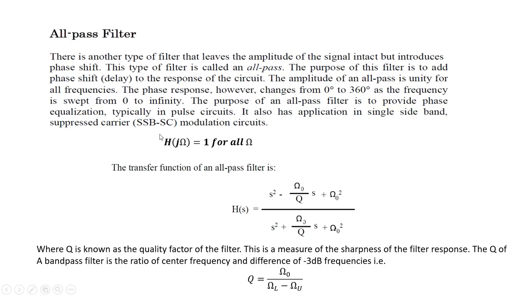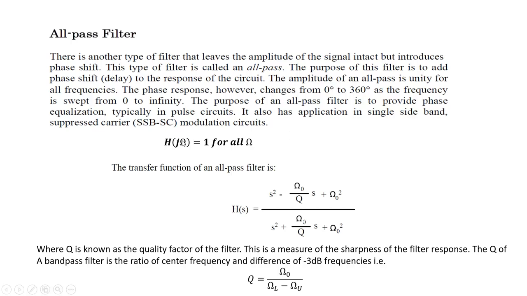This has to be the magnitude response. There has to be a modulus. So the modulus of H(j omega) is 1, right? But the phase response can go from 0 to 360 as the frequency is swept from 0 to infinity. The purpose of an all-pass filter is to provide phase equalization, typically in pulse circuits. This is the analog application of the analog all-pass filter. Right, we can have the same kind of applications in the digital domain also, where we can use it as an equalization circuit. It also has application in single sideband suppressed carrier, SSB-SC, modulation circuits.